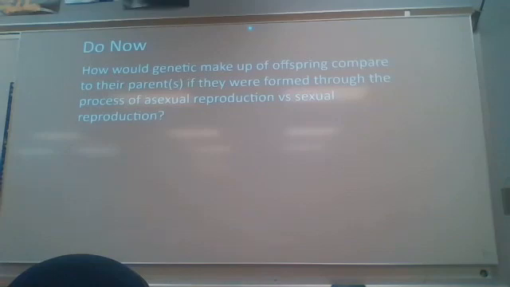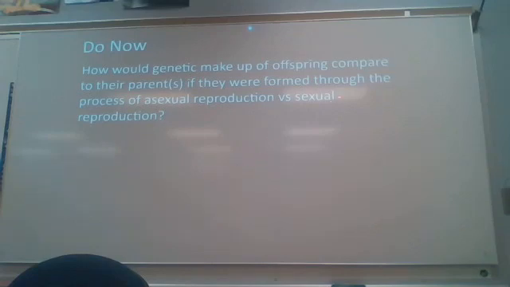They're exactly the same, right? They have all the same exact genes. They're identical to each other genetically. So when we're doing asexual reproduction, we're basically just cloning ourselves. Well, we don't do it, but the organisms that do are cloning themselves.